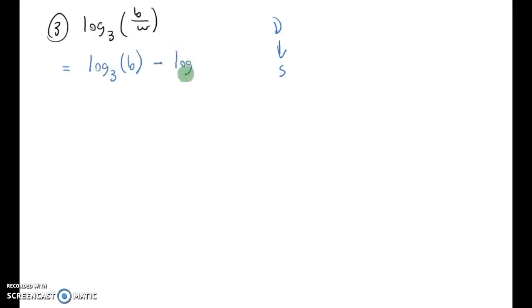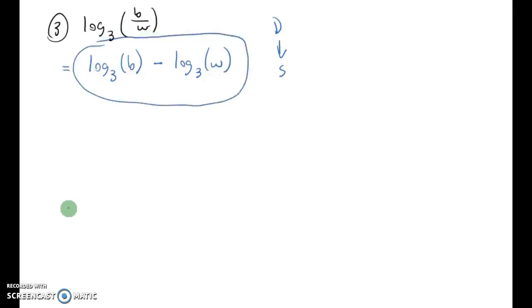And for the third example, let's say we have log base 3 of b over w. Here we have division, and when you expand, division becomes subtraction. So I end up with two things subtracted, and it splits into two separate logs. My first one is log base 3 of b minus log base 3 of w. Make sure that when you change division to subtraction, the one you divide by is the one you subtract. And that's all we can do. We can't expand either one of those logs any further.